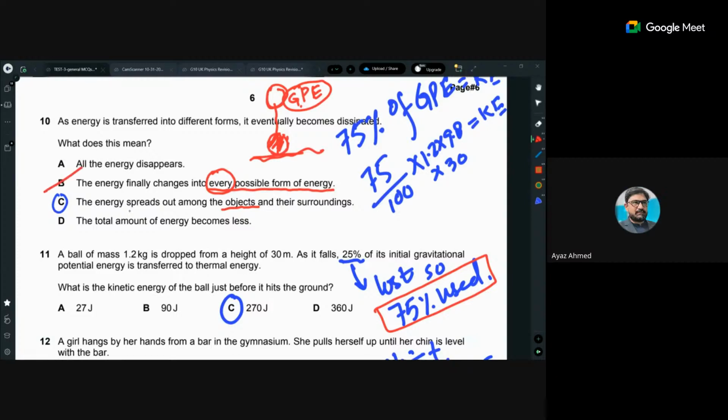But when we say that energy spreads among the objects and the surrounding, that is a possible option. I had ignored the objects and considered only the surrounding, and I did not focus on every possible form of energy. That is why objects will get energy as well as the surrounding. So option C would be correct. One mark is added to your score due to Mariam, so everyone should be thankful to Mariam.